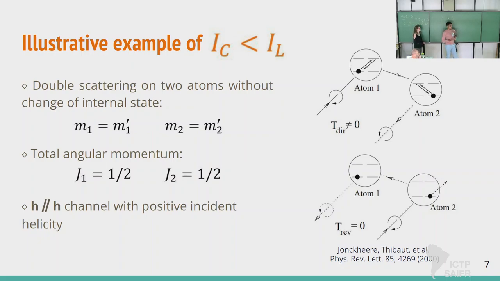But in the second case, the reversed path, atom 2 cannot absorb the positive helicity photon because there isn't an m equals 3 halves in the excited state. So in this case we have a vanishing transition. And this is a clear case where the maximally crossed term does not contribute at all to the backscattering enhancement.